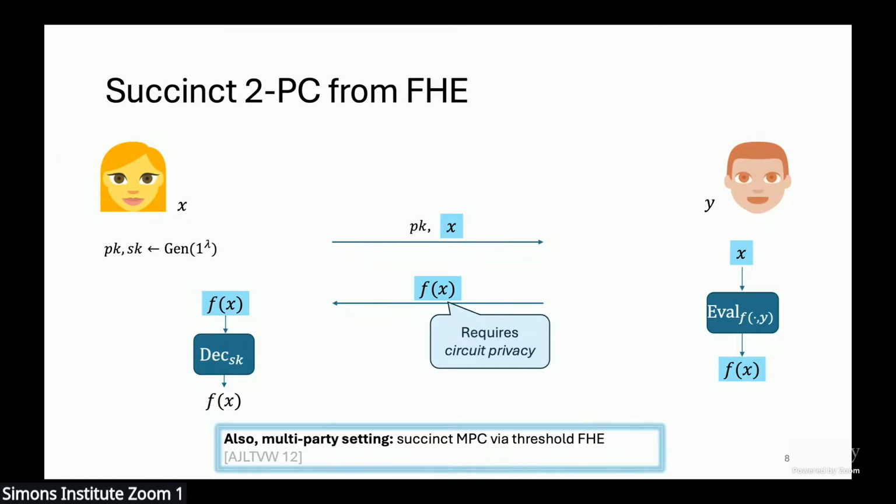Also mention that this can be extended to the multi-party setting using a threshold FHE. And there are many lines of work that optimize and improve threshold FHE so that the distributed key generation and decryption processes get better efficiency for, say, a large number of parties, or better parameters for the underlying schemes.